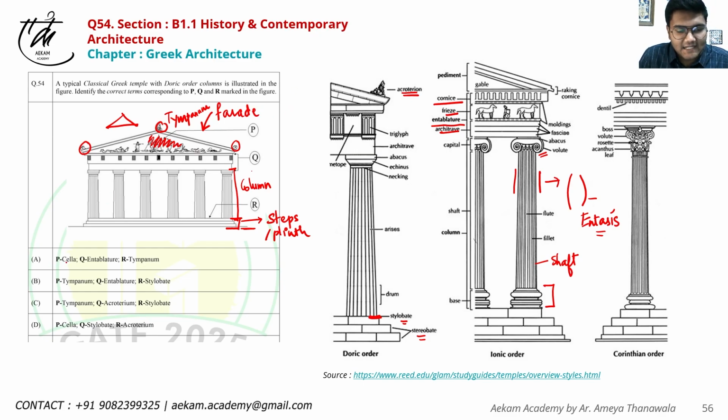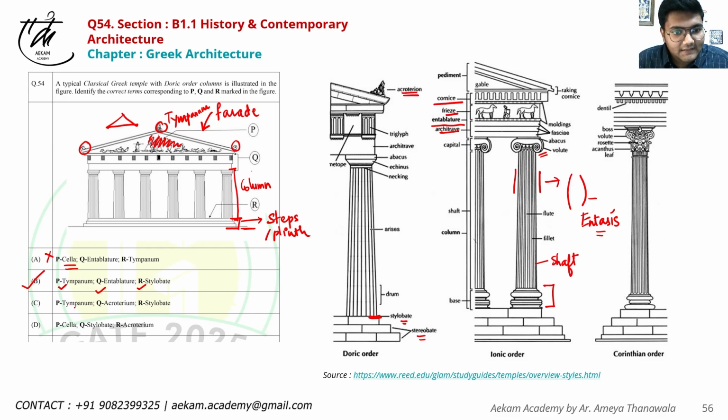Option A, P is cella, no. Q is entablature, yes. R is tympanum, no. A cella is a centrally located room in a Greek plan. So this option is wrong. In option B, we have P as tympanum, yes. Q as entablature, yes. And R as stylobate, yes. So this is our correct option.